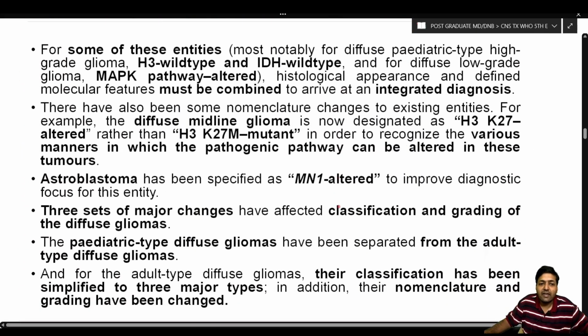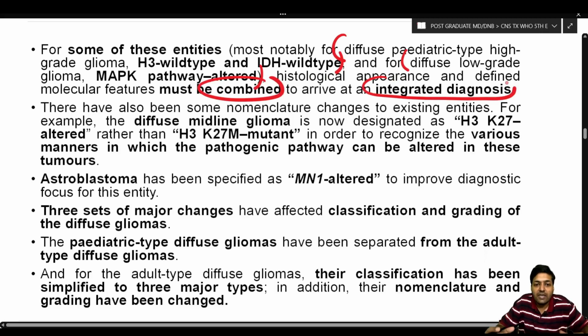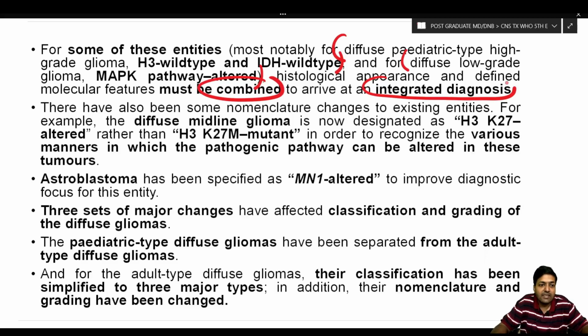Now, for some of the entities under this group, for example, diffuse pediatric-type high-grade glioma, H3 wild type and IDH wild type, and diffuse low-grade glioma, MAP kinase pathway altered, the histological appearance and the defined molecular features must be combined to arrive at an integrated diagnosis. So for certain entities, integrated diagnosis becomes a must, as for example these two types.